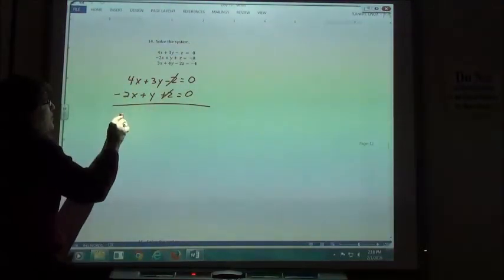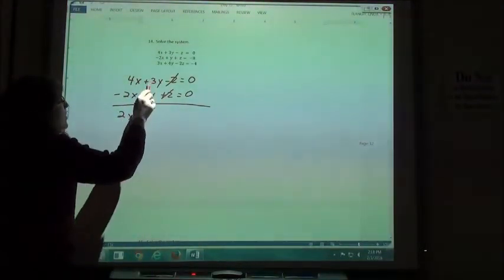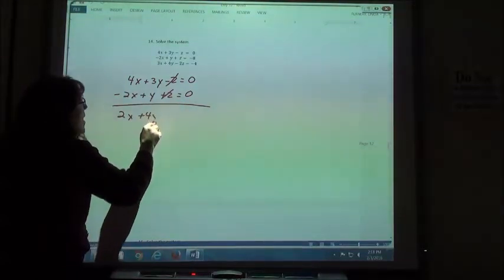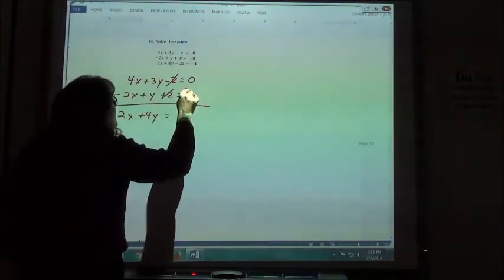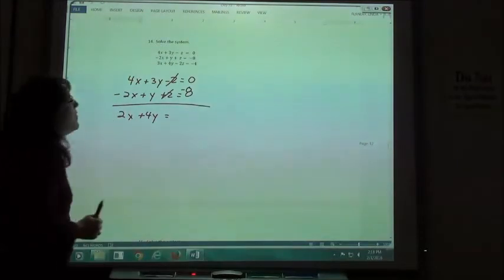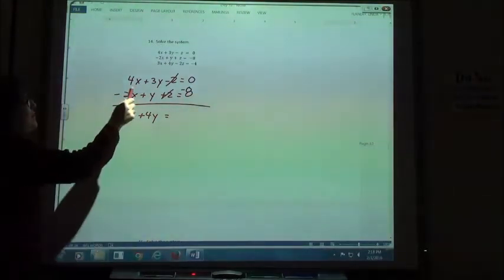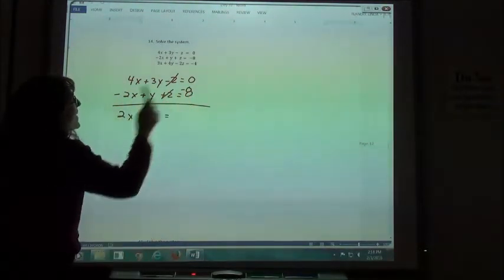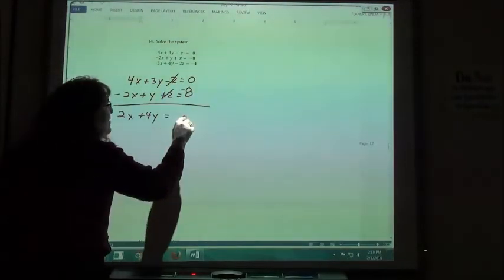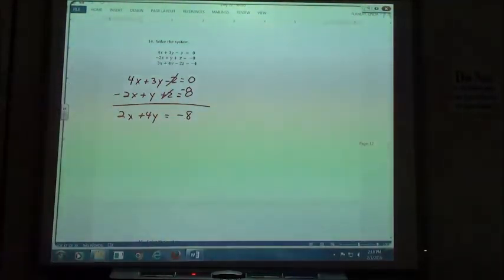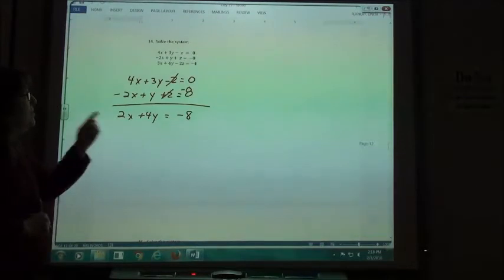So 4 minus 2 would be 2x, 3 plus 1 would be plus 4y. Whoops, this was supposed to be equals negative 8, if I could copy my problem down correctly. Negative 2x plus y plus z equals negative 8, so 0 plus negative 8 would be negative 8. So I want to eliminate my z.